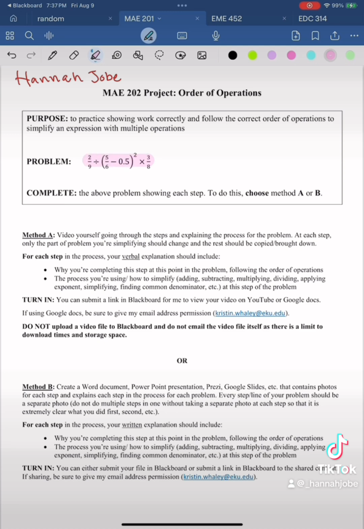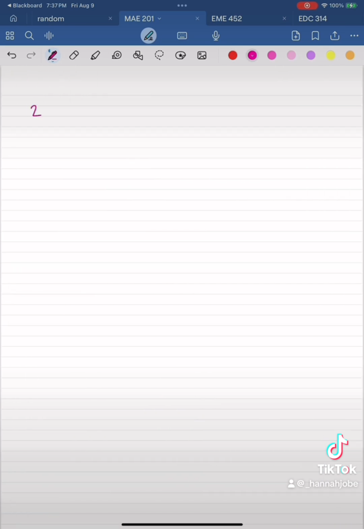But anyway, today I'm going to be showing you how to do this problem using the order of operations. So we have 2 over 9 divided by (5/6 minus 0.5) in parentheses, exponent 2, times 3 over 8, and this will be using PEMDAS, also known as parentheses, exponents, multiplication, division, addition, and subtraction.